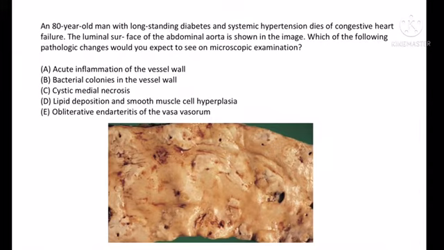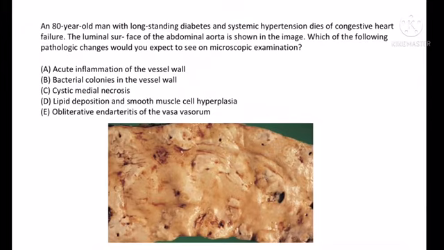So, the patient is suffering from long-standing diabetes and systemic hypertension, and he died because of congestive heart failure. In patients suffering from diabetes or hypertension, the vascular pathologies mainly are atherosclerosis or aortic aneurysm, or in some cases of severe hypertension, we can see aortic dissection as well. But in this question, the patient died because of congestive heart failure. He didn't die because of an aortic aneurysm rupture or an aortic dissection, because there is no history like that.